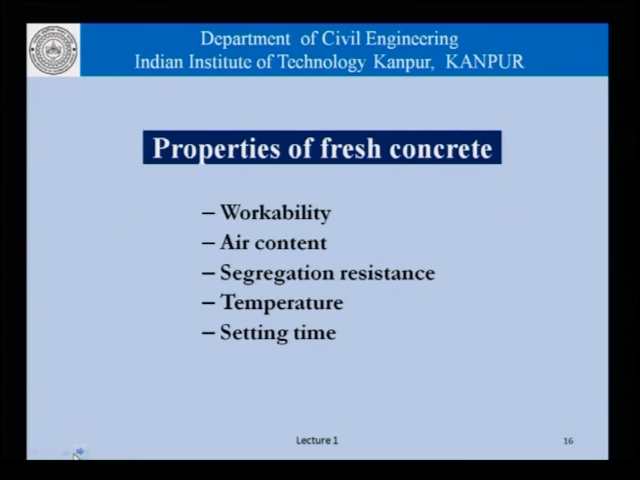Now, what are the properties of fresh and hardened concrete? As far as the properties of fresh concrete are concerned: workability, air content, segregation resistance, temperature and setting time. These are some of the fundamental properties that we will talk about in this course.